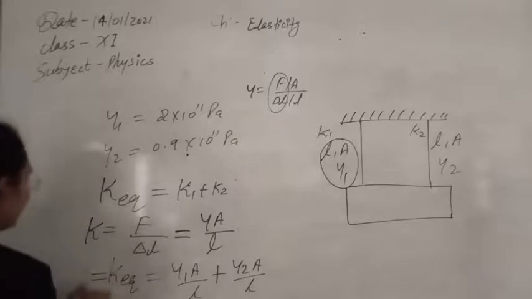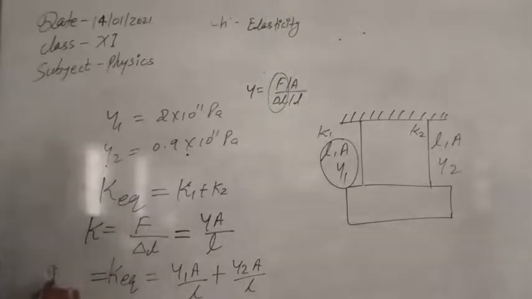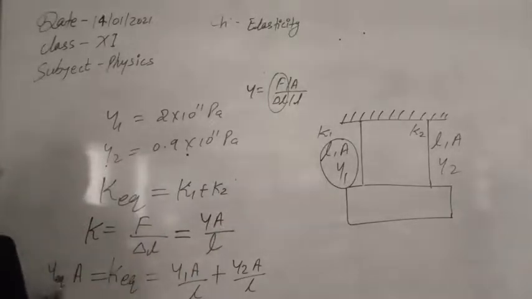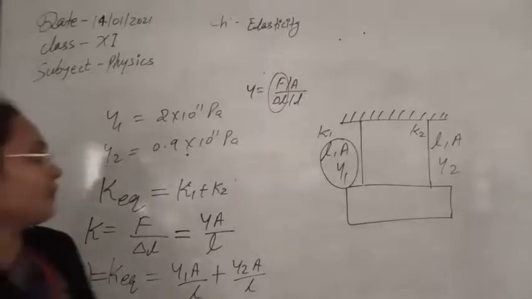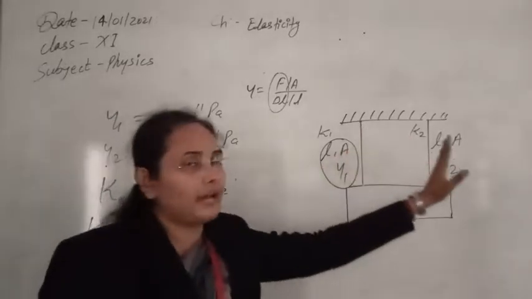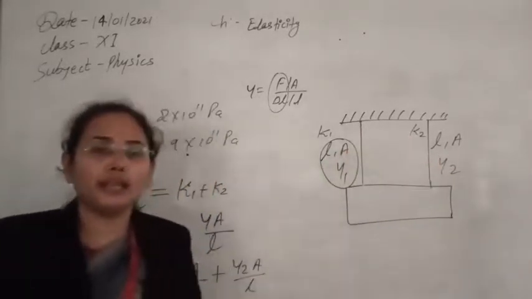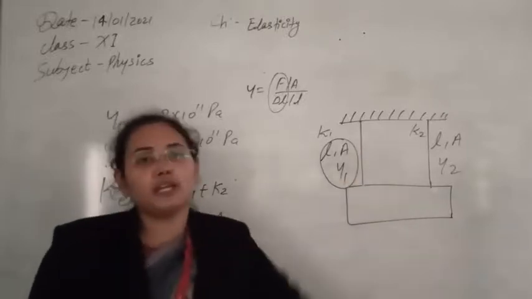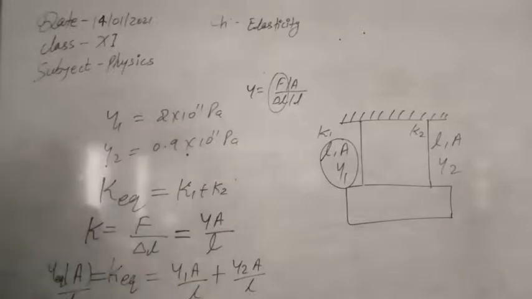So suppose that single wire has the equivalent Young's modulus Y equivalent, and the length will be the same. But from here you can see one thing: length will be the same, but the area of this section will not be the same. As you can see, these two wires are parallel, both are connected at both ends, so their area will be doubled, but the length will be the same. Means now 2 times the area we will have for these two wires.